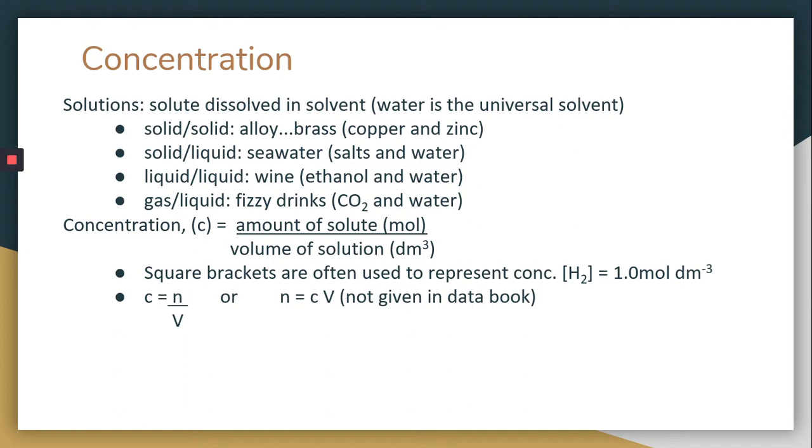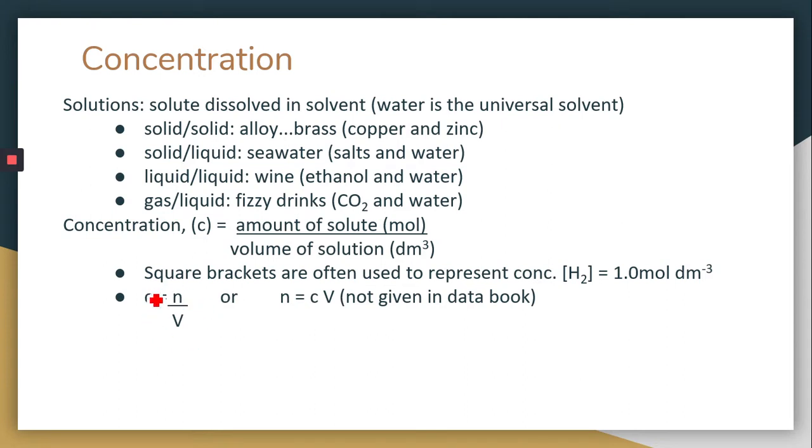Concentration, the symbol for concentration is a lowercase c, and it's equal to the amount of solute measured in moles divided by the volume of solution measured in decimeters cubed. Notice that the volume here is in decimeters cubed. We typically use square brackets to show concentration. So we have [H2] = 1, and those square brackets show that this value of 1 is moles per decimeters cubed.